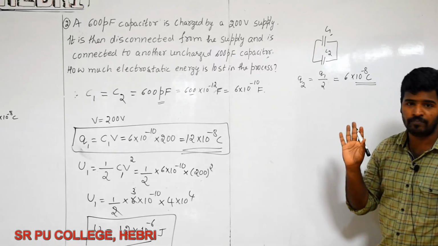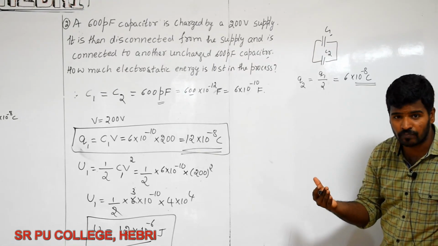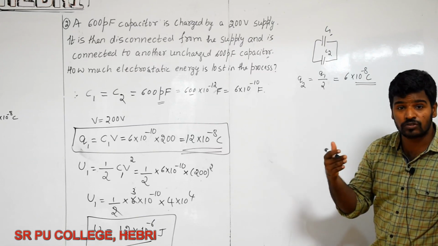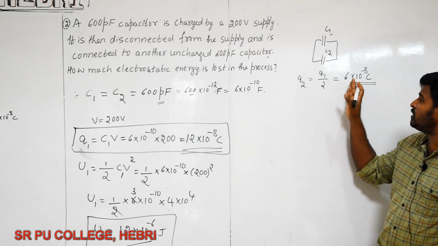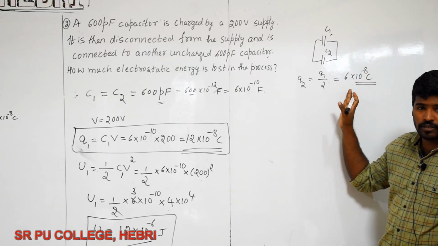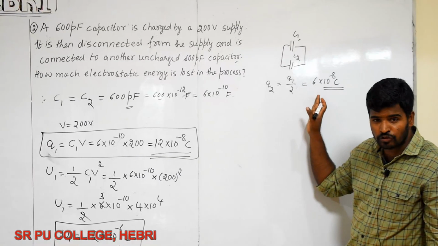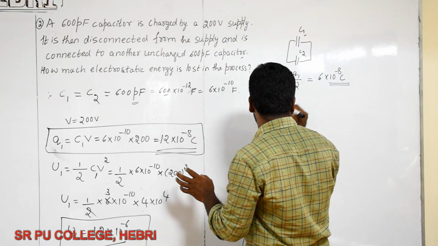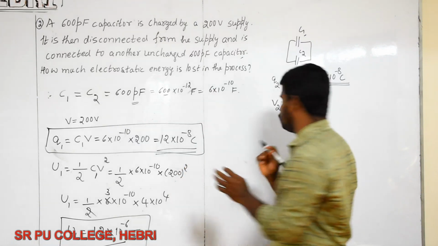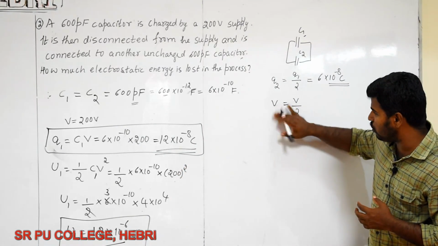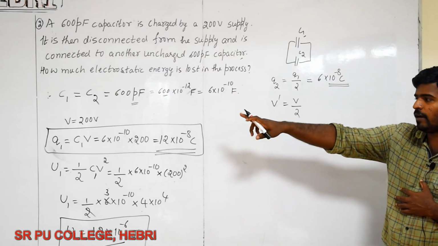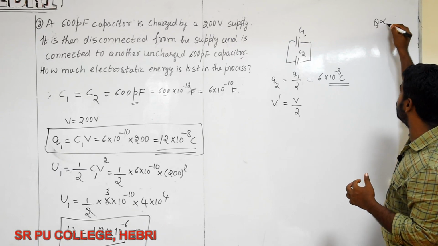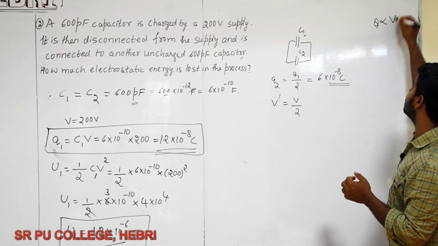The very important one. What is the charge on C1 now? When you connect C1 to C2, what is the charge on C1 now? The C1 is also the same, 6 into 10 raised to the power minus 8 coulomb. Since the charges flow from higher potential to lower potential till their potentials become equal, therefore the very important term V dash is equal to V divided by 2. What is the value of V that is given? 200 volt.